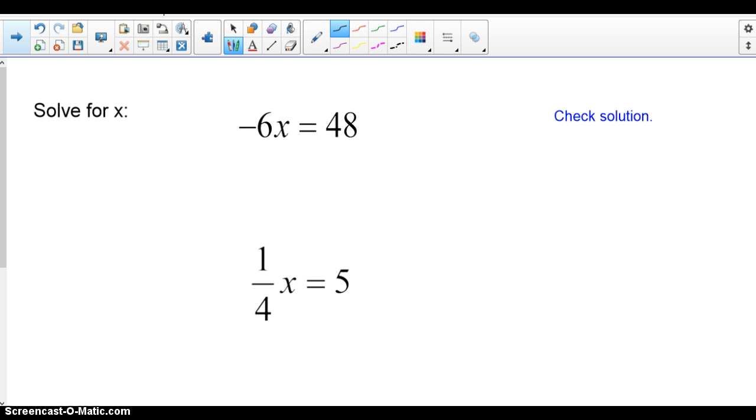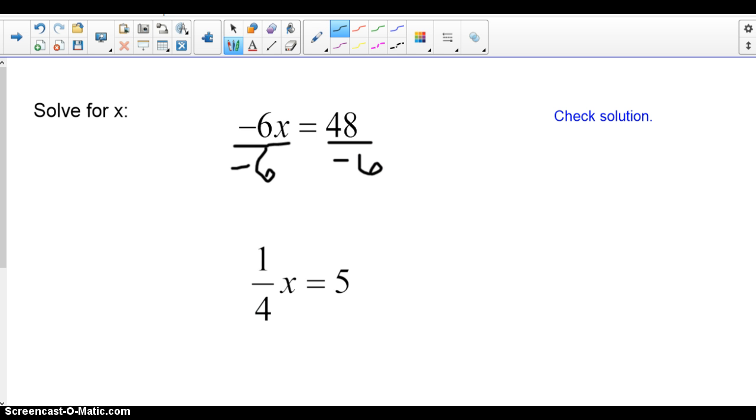For our next equation, we have negative 6 times x is equal to 48. Again, we're going to be looking at isolating x, getting it by itself. This is a multiplication problem, so we want to do the opposite operation of multiplication, which is division. Remember that the fraction symbol is also the division symbol. So when you are multiplying by negative 6, you can divide by negative 6 on both sides.